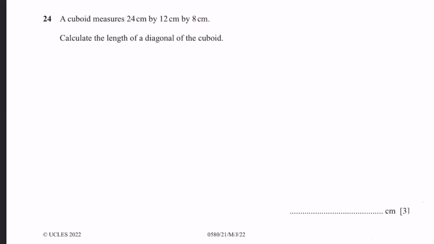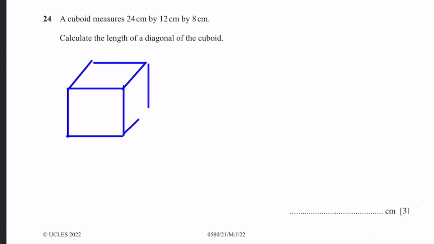Alright, first thing I'm going to do is I'm going to draw a cuboid over here. There we go. Now I have a rough cuboid drawing. Now I'm going to label this. So I'm going to put 24 centimeters here, 12 over here, and 8 centimeters there. First thing I'm going to do is find the length of the diagonal where 8 centimeters and 12 centimeters. That means I'm going to find the length of this diagonal on this face using the Pythagoras theorem.